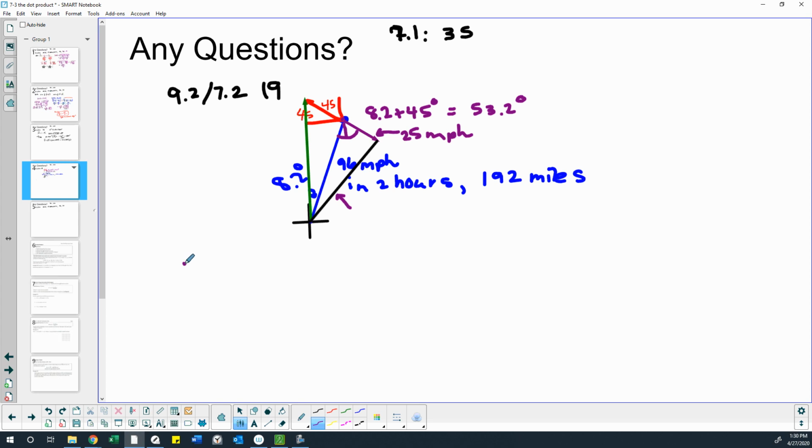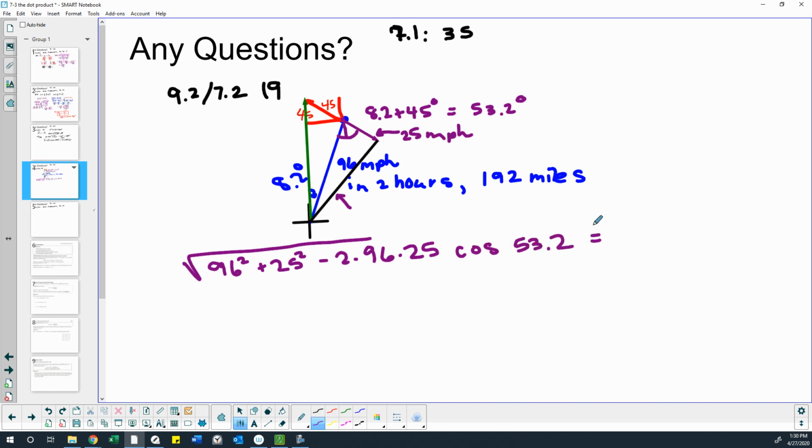So we need the square root of 96 squared plus 25 squared minus 2 times 96 times 25 times the cosine of 53.2. Let's calculate that. You guys can double check my work. So 96 squared plus 25 squared minus 2 times 96 times 25 times the cosine of 53.2. Square root that answer, and I get 83.46.